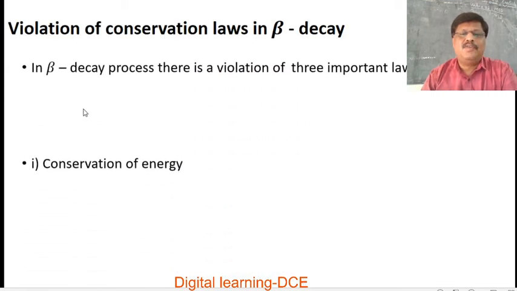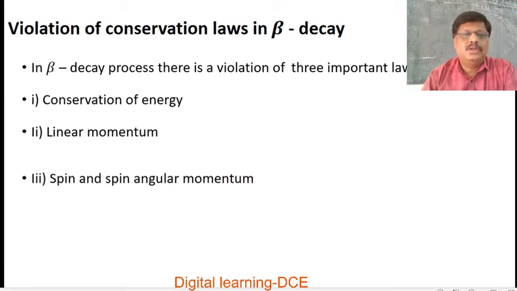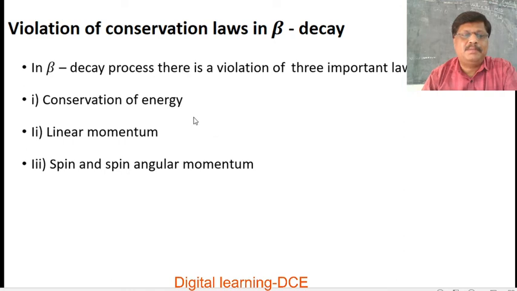Violation of conservation laws in beta decay. So as I explained, in the beta decay process, there is a violation of the law of conservation of energy, linear momentum, and also spin and spin angular momentum. In the beta decay process, there is a violation of three important laws. One is violation of conservation of energy. The second one is violation of conservation of linear momentum. And the third one is violation of conservation of spin and spin angular momentum.